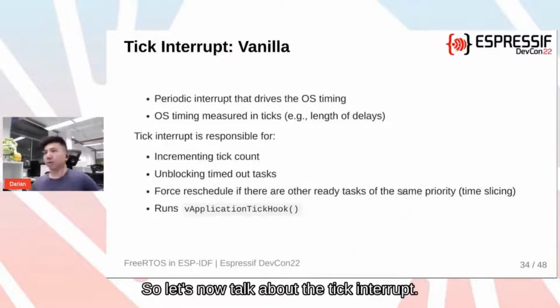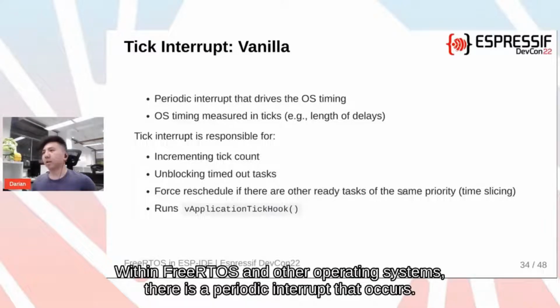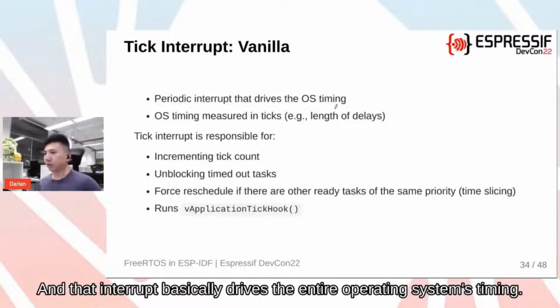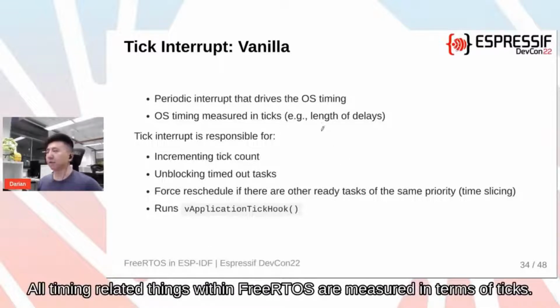So now let's talk about tick interrupt. What is a tick interrupt? Within FreeRTOS and other operating systems, there is a periodic interrupt that occurs, for example an interrupt that occurs every 1 millisecond. That interrupt basically drives the entire operating system's timing. Every time the tick interrupt occurs, it increases something called a tick count, and the tick count is basically the current time of the operating system. And all timing related things within FreeRTOS are measured in terms of ticks.